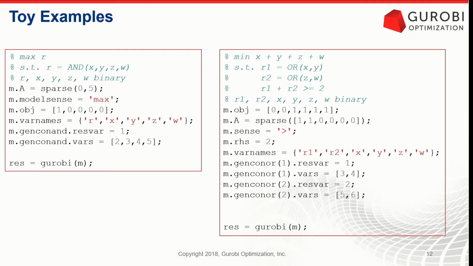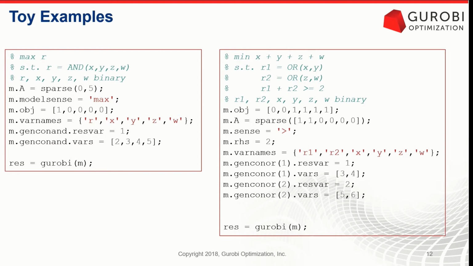Let's look at a different toy example now with the OR construct. So here we want to model 2 OR constraints. One is the resultant variable R1, and it takes the OR of X and Y. The second is R2, which takes the OR of Z and W.